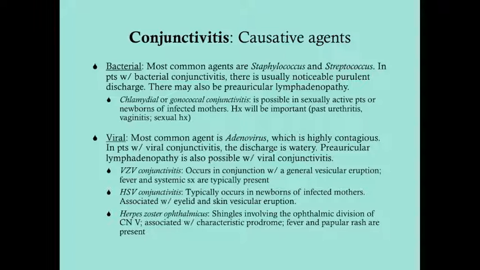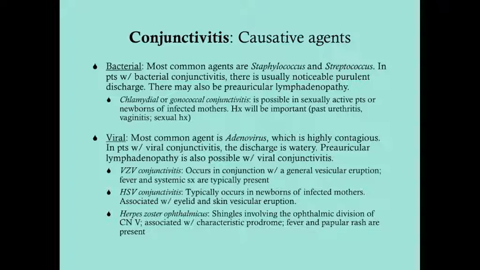So chlamydial or gonococcal conjunctivitis is possible in two particular populations. So sexually active patients, and you should never make assumptions, it can be anywhere from a 12 or 13-year-old. I've seen as young as that, that's as far as I've seen. I suppose it could be younger theoretically, especially if there's abuse, but that's another topic. Sexually active patients or newborns of infected mothers.